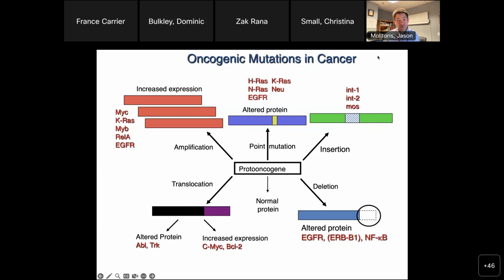NF-kappa B is a good example of a deletion that leads to activation of an oncogene. And then you can have translocations. Translocations are some of the things that are most well known, because those are things that we have been able to intervene on, like the ABL protein in the Philadelphia chromosome. You can also have increased expression of the anti-apoptotic oncogene BCL2 or MYC through a translocation of these proteins. The MYC and BCL2 can be part of lymphomas pretty commonly.